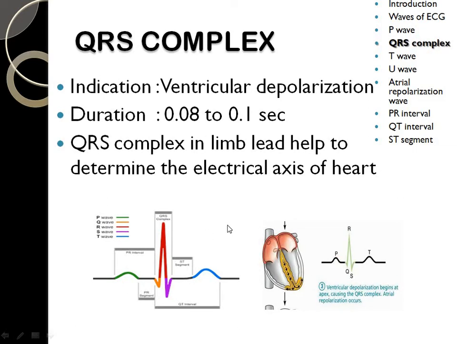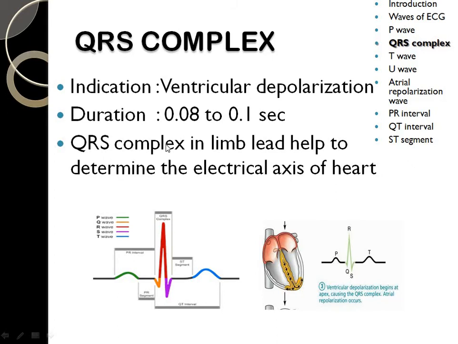Now, the QRS complex. The electrical impulse from the AV node passes to the bundle of His, right and left bundle branches and Purkinje fibers that causes the ventricular depolarization. Ventricular depolarization means ventricular contraction. So, the QRS complex indicates the ventricular depolarization. Normal duration of the QRS complex is 0.08 to 0.1 second. The QRS complex in the limb leads, that means aVR, aVL, aVF, helps to detect the electrical axis of the heart.